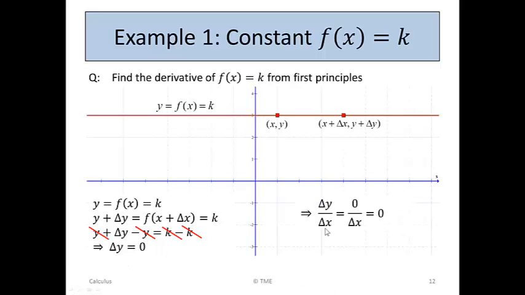So if delta y is 0, delta y divided by delta x is 0. 0 divided by delta x is 0. And at the limit, no matter how small our step is from x to x plus delta x, even if it's only this tiny amount, we'll find that at the limit, delta y over delta x, dy/dx, is 0.